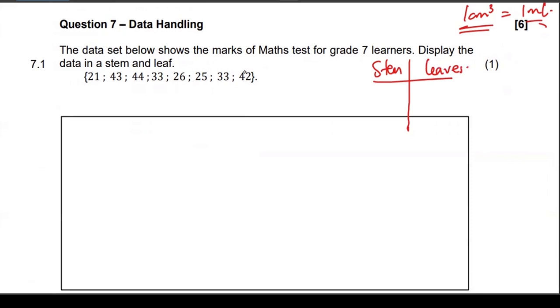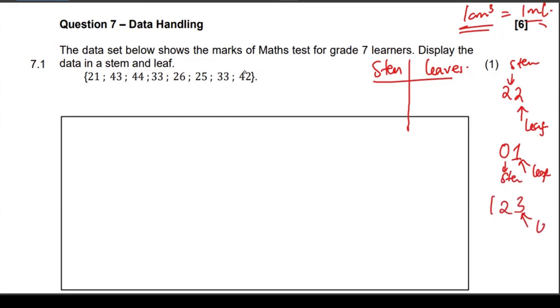What does this mean? If you're given numbers that have 2 digits, let's say 22, the last number is the leaf. This is the stem. If you have just 1 digit like 1, we always add a 0 there. So that 1 becomes the leaf, and then 0 becomes the stem. If you have 3 digits, 1, 2, 3, the last digit will be the leaf, and then the first 2 numbers will become the stem.